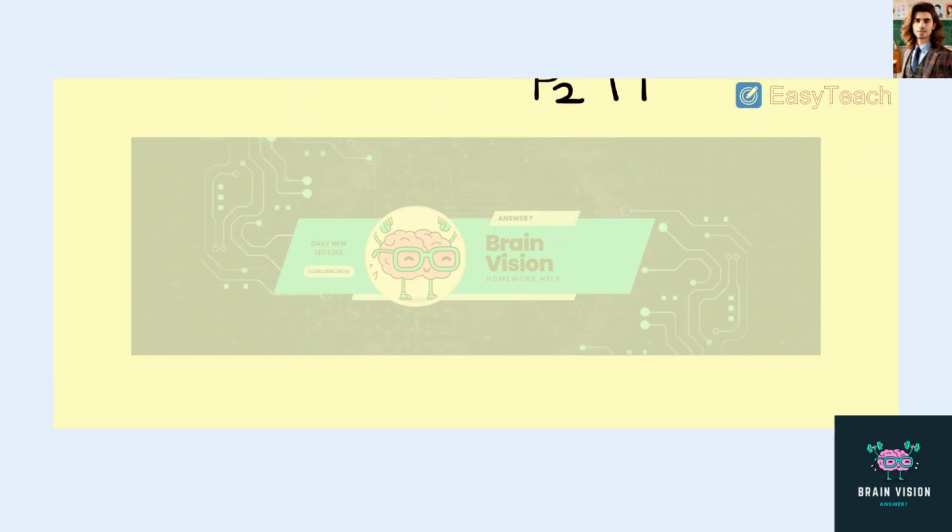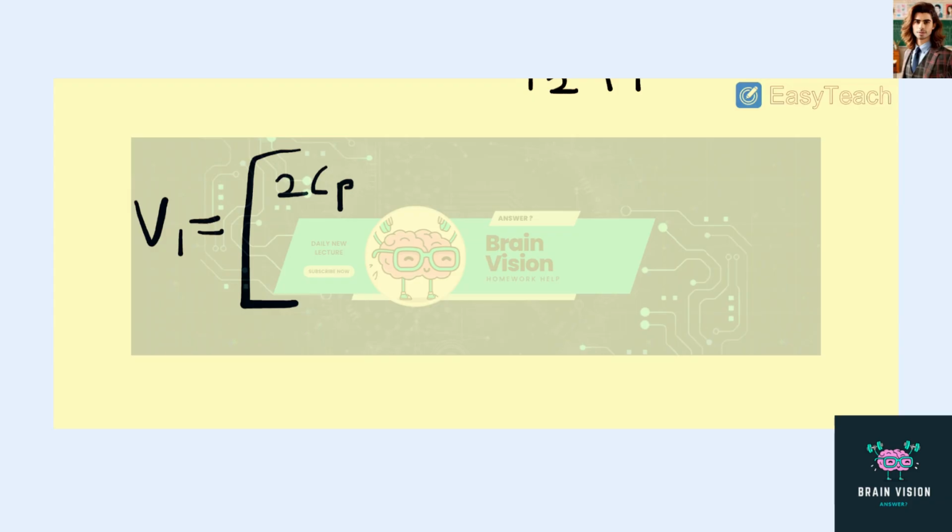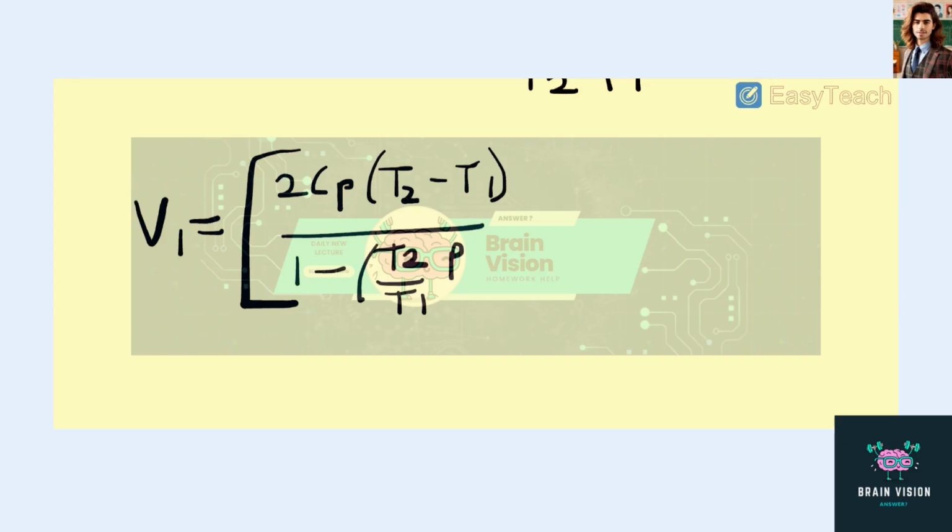So what we can do now is substitute this expression for V2 into the energy balance equation. And what this gives us is V1, the velocity, is equal to the square root of 2 CP times (T2 minus T1) all over (1 minus (T2 over T1 times P1 over P2) squared).